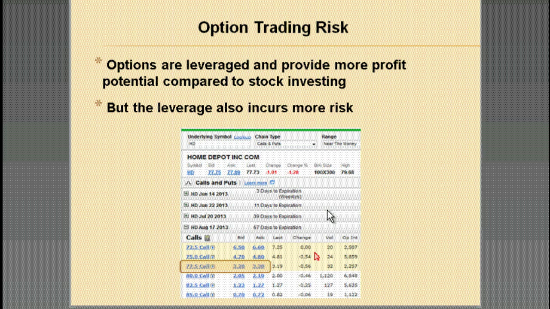So what I did is I took a snapshot. This is an option chain for Home Depot. This was several months ago, and at the time Home Depot was trading at 77.73. So this was the option chain right here for the August options. Now, of course, these have already expired, but at the time I took the snapshot, there were 67 days, so a little over 2 months to expiration. So let's just assume that you were going to buy the 77.5 strike call, which would be the at-the-money call because Home Depot was trading at 77.73 at the time. So let's assume you were going to purchase this call option at 3.25.